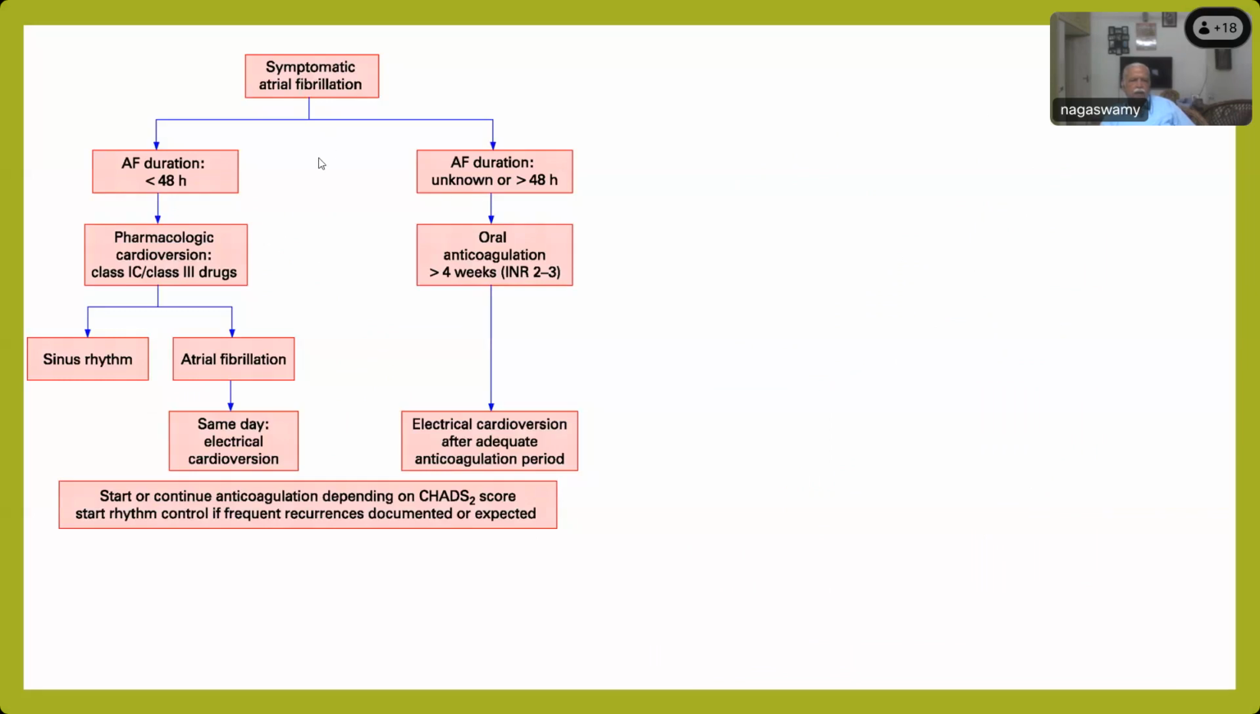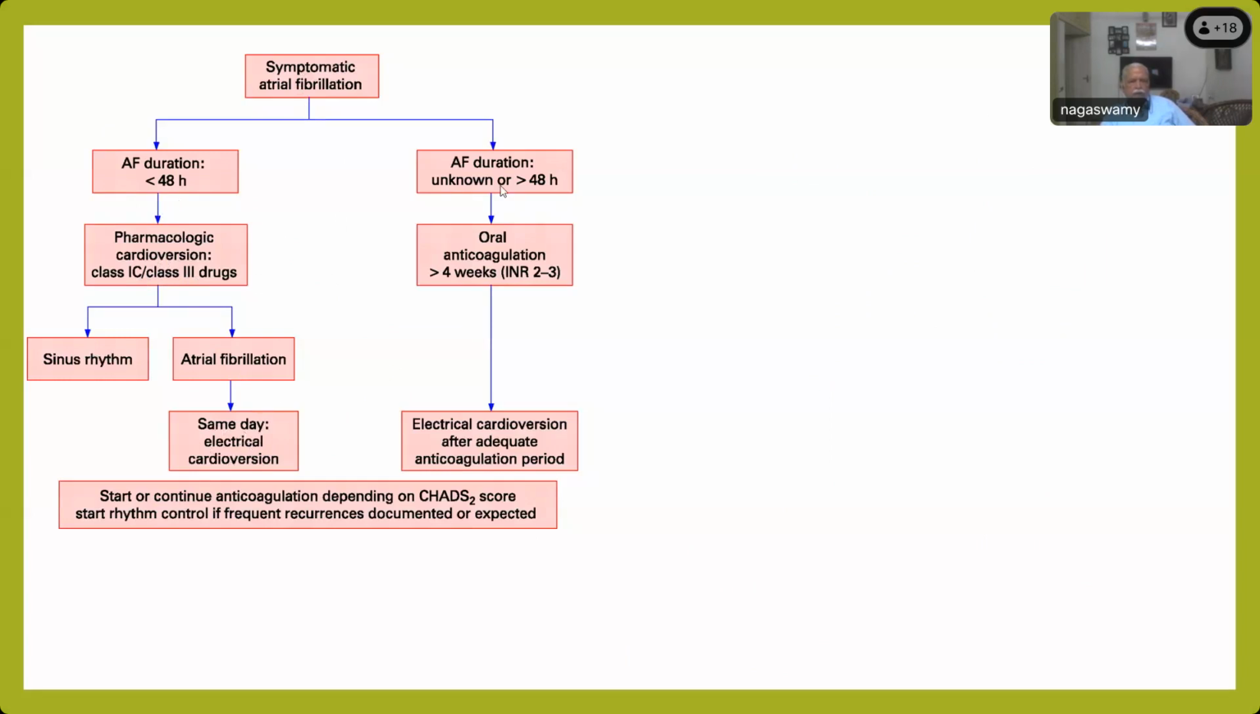And the anticoagulation guidelines: symptomatic atrial fibrillation less than 48 hours, you try to do a pharmacological cardioversion with a class 1 or class 3 drug. You get back to sinus rhythm, well and good. Otherwise, if the atrial fibrillation continues, you do the electrocardioversion on the same day.